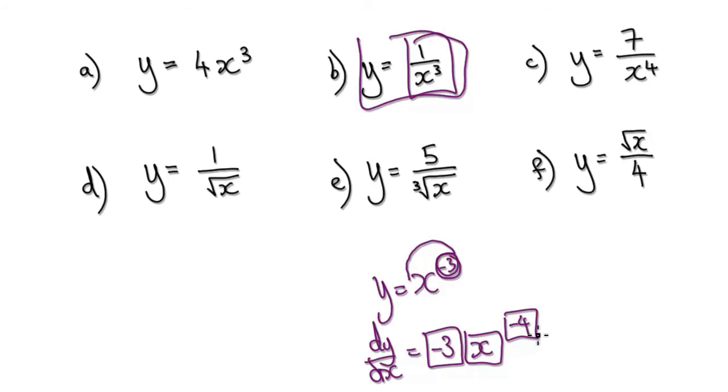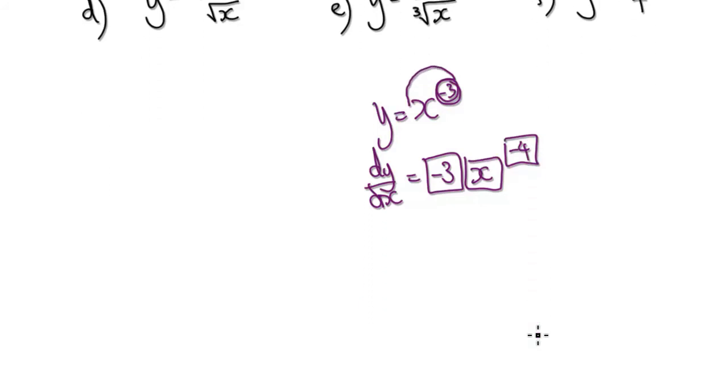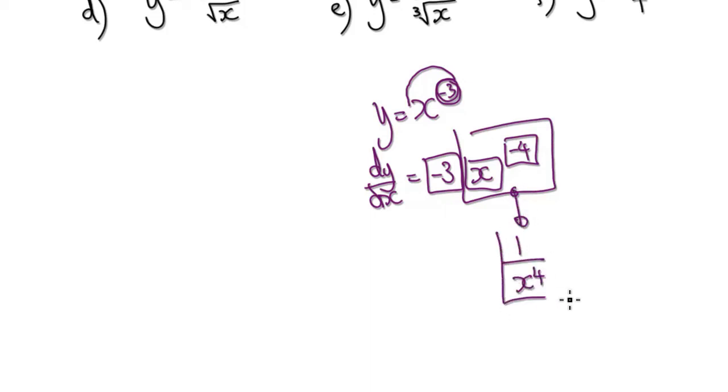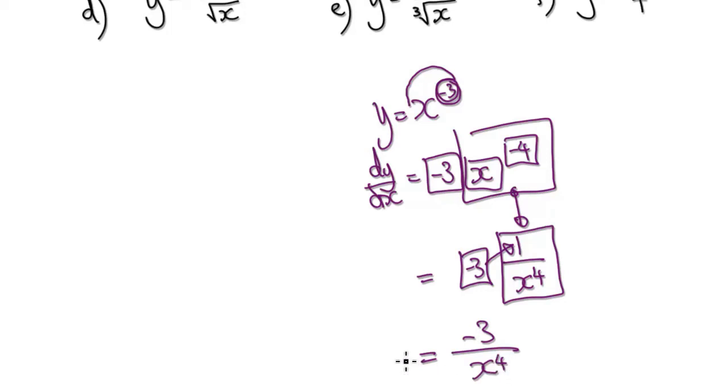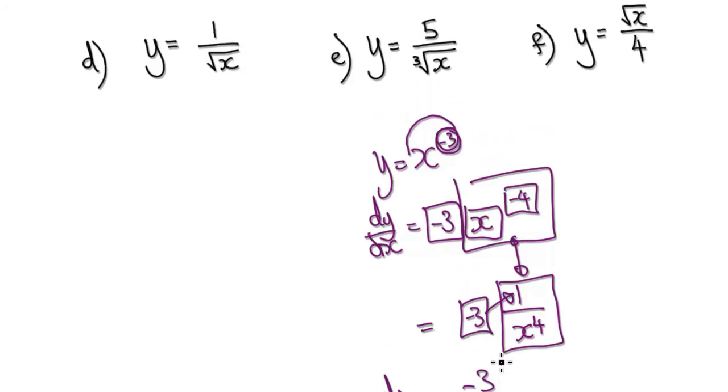So that's your answer, but we need to tidy this thing up. So this block here becomes 1 over x to the power 4. So that's one block. And then this is another block here, so this is -3, but then it gets multiplied to the top. So that would then become -3 over x to the power 4. So this is your answer. dy by dx equals -3 over x to the power 4.